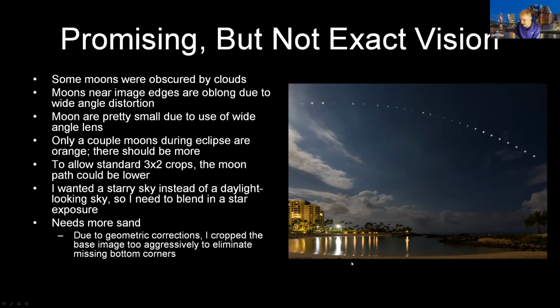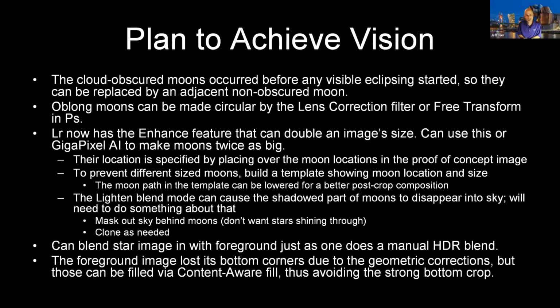And finally, I took the easy way out, cropping off the missing corners in the bottom left and right-hand part of the sand. And so I was too aggressive in that. This picture would look better with more sand. And so there are ways to fix that. And so I set about coming up with a plan to fix all of these issues in my proof of concept picture. So here's my plan.